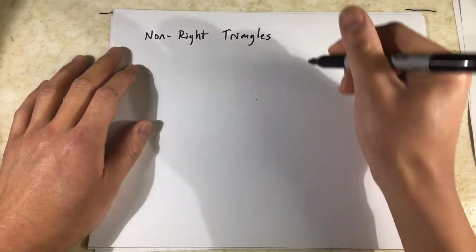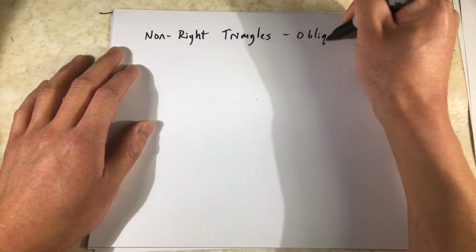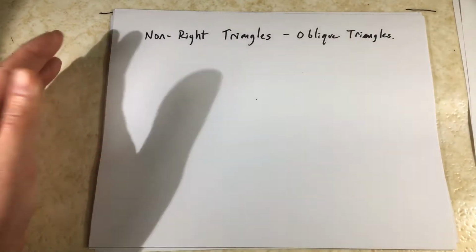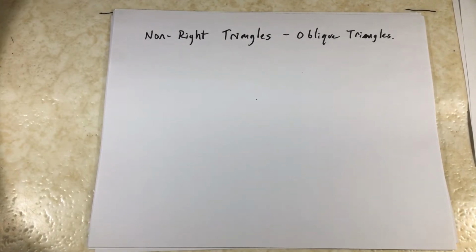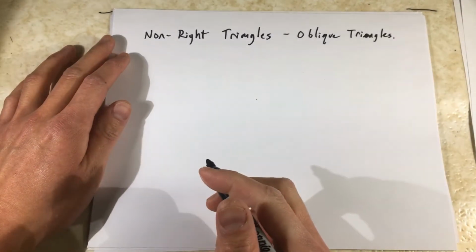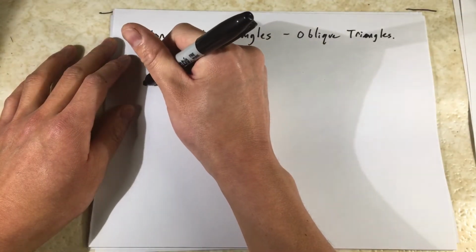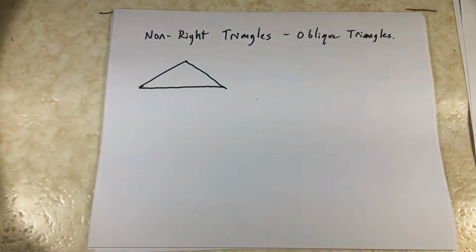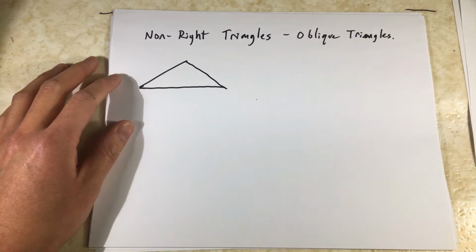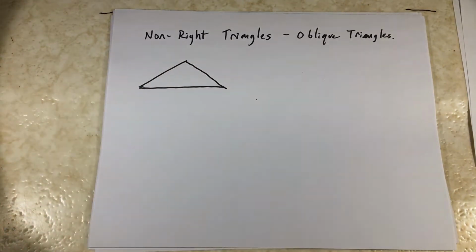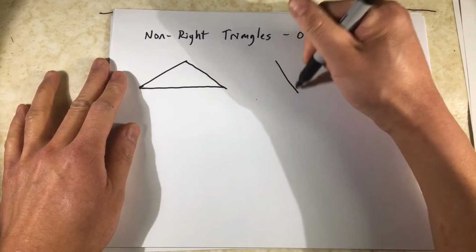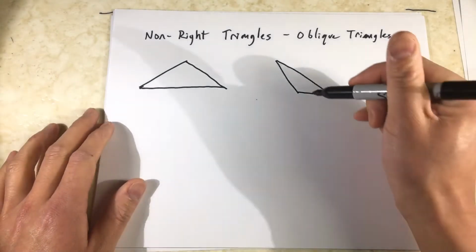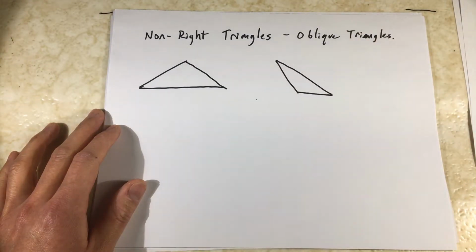Non-right triangles are called oblique triangles. I don't know how important it is for you to actually know the terminology, but that's what they're called. So I'll draw you some examples. Here's a non-right triangle. It's got three sides, but none of those angles are 90 degrees. This one is wider than 90. How about something like this? Again, not a right triangle. This is a big angle that's greater than 90.